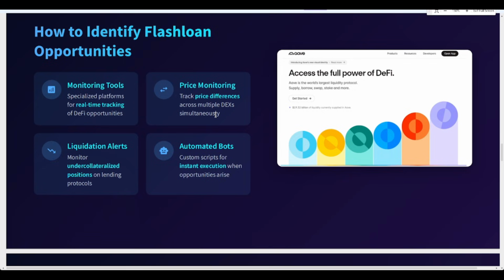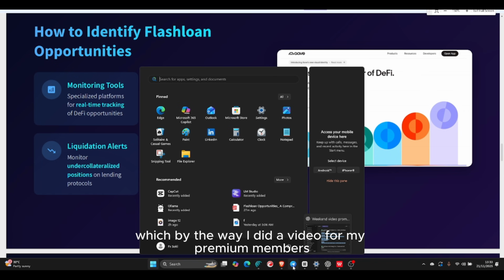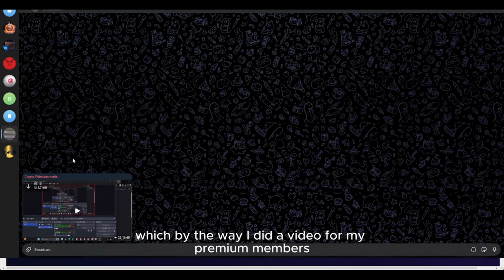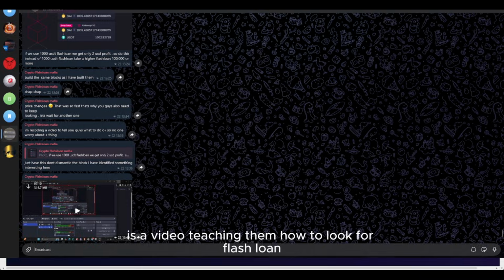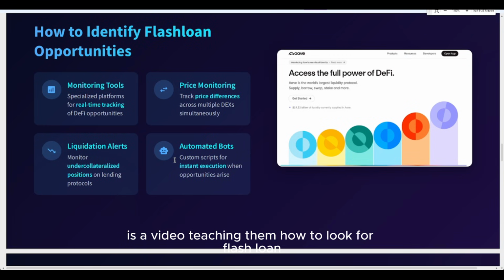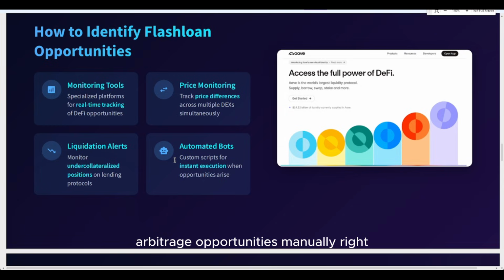Now let us talk about how to look for these flash loan opportunities, right? There are tools that you can use, and in the next video I'm gonna be showing you guys how I use AI or artificial intelligence to look for these flash loan arbitrage opportunities, right? You can do manual price monitoring, which by the way, I did a video for my premium members. This video down here, 7 minutes 10 seconds, is a video teaching them how to look for flash loan arbitrage opportunities manually, right?